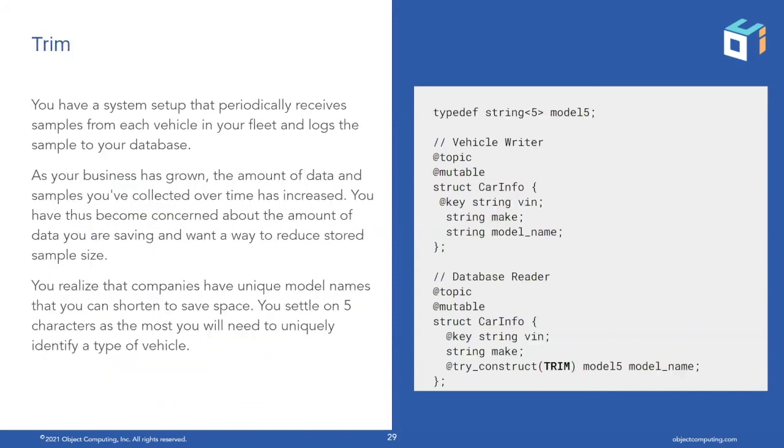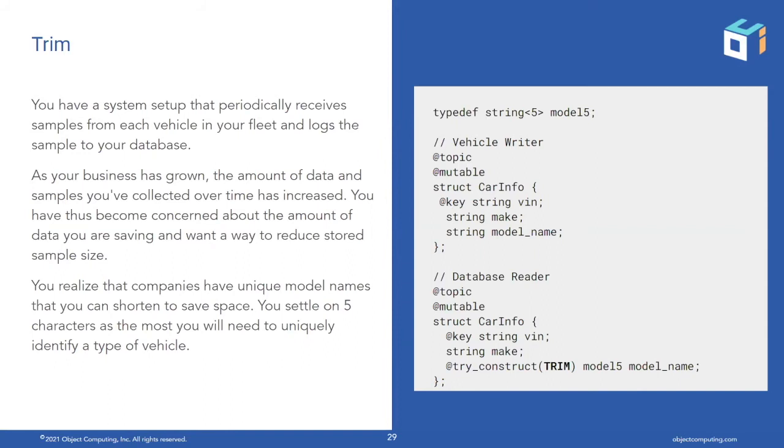And so for trim, we have a little different story. You have a system set up that periodically receives samples from each of the vehicles in your fleet and then logs that sample into a database. And then as your business has grown, the amount of data and samples you've collected over time has increased. You've added new electric vehicles to your fleet, you're going to have more samples, and you're concerned about, well, we're storing maybe too much data. And so you can use trim to shorten and save space on these samples that you're storing.